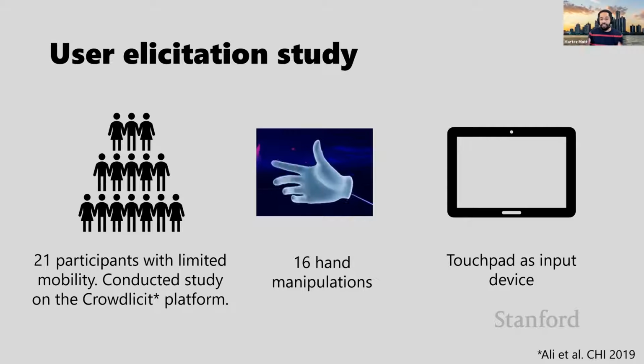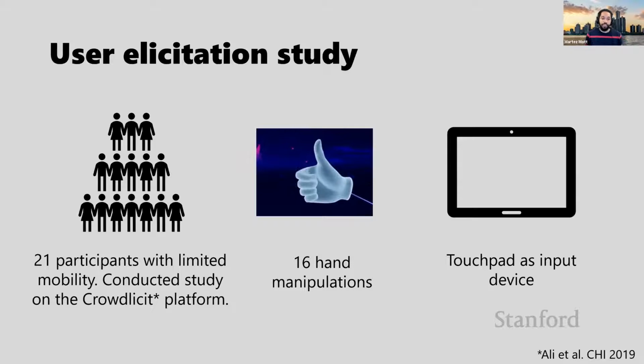We created 16 hand manipulations as reference, and we showed participants each of these little short videos, slightly longer than the video you see right now, the thumbs up. And we just asked people, how would you use different types of input devices to perform this gesture? In the study I'm going to talk about now, we asked, if you use a touchpad, which can sense multiple concurrent touch points, how would you use that to perform these types of gestures?